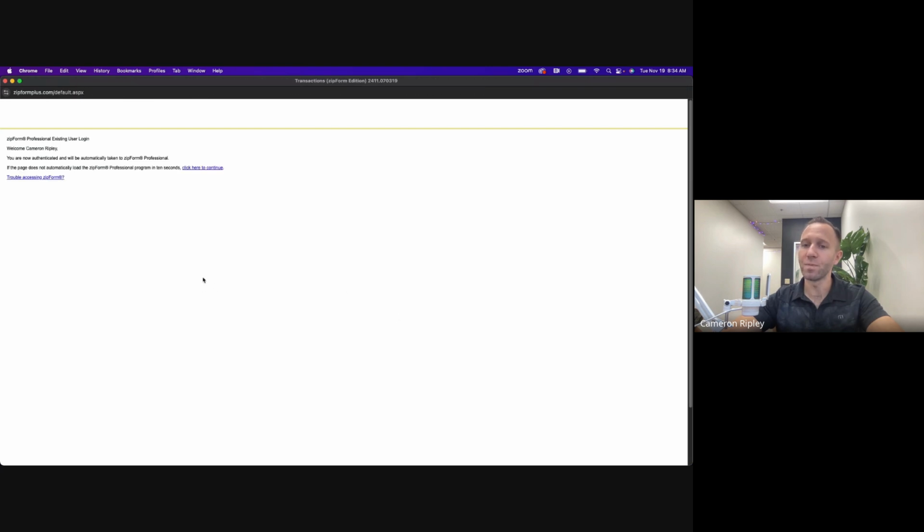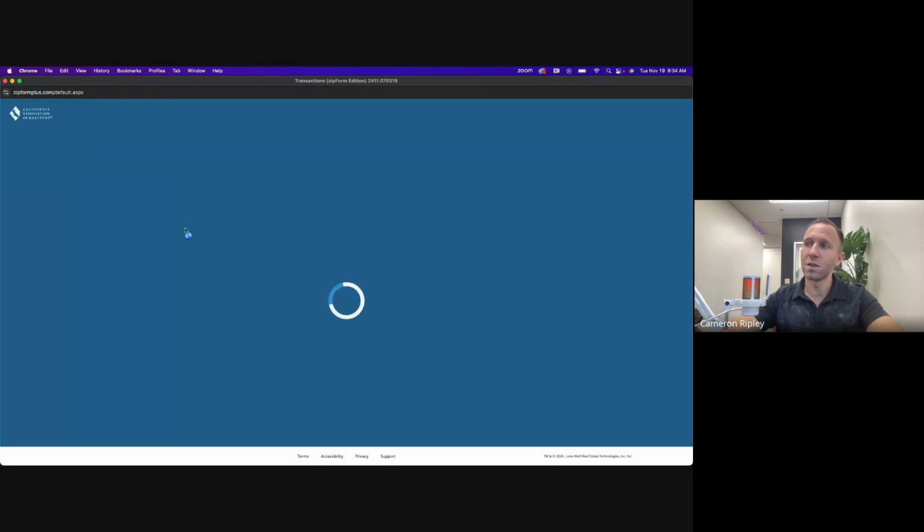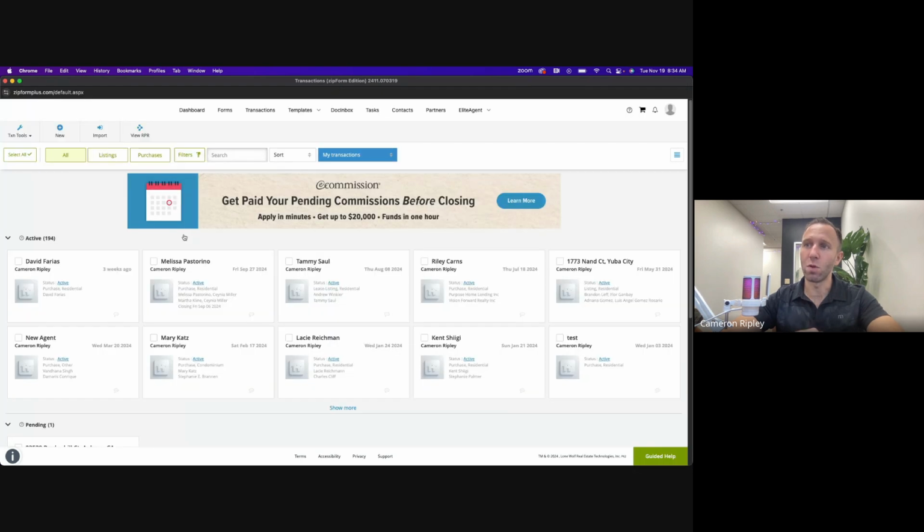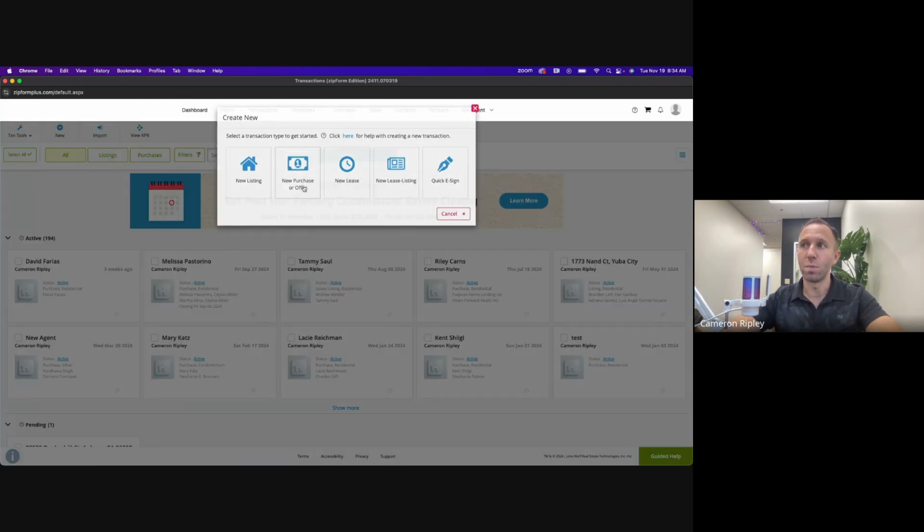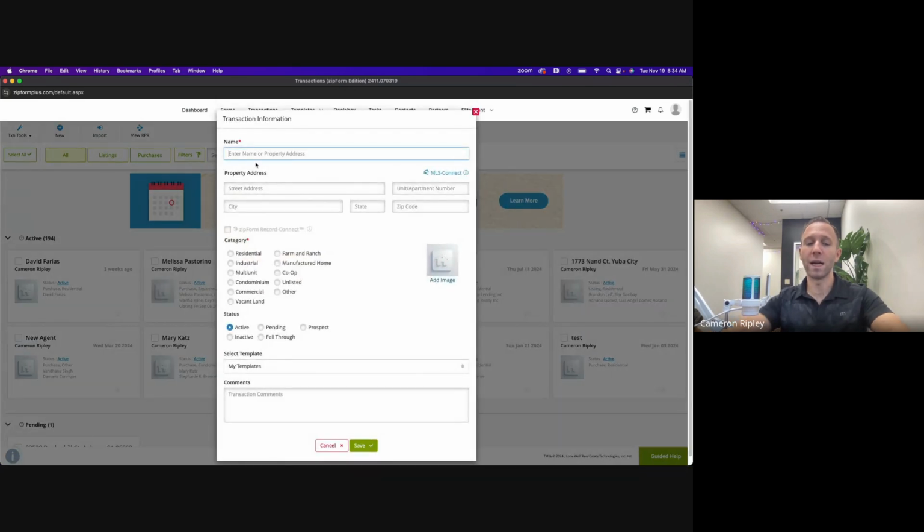Click Continue. Now, when you get into this screen, if you're at a different brokerage, your brokerage sometimes has weird templates set up because various reasons. But for us, you're just going to click New. You're going to click New Purchase. I like to put my client's name, Tom Smith. You can put the address if you want and link it with the MLS. It does put in some information.